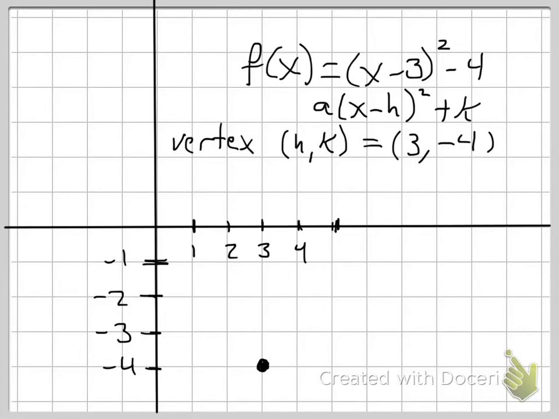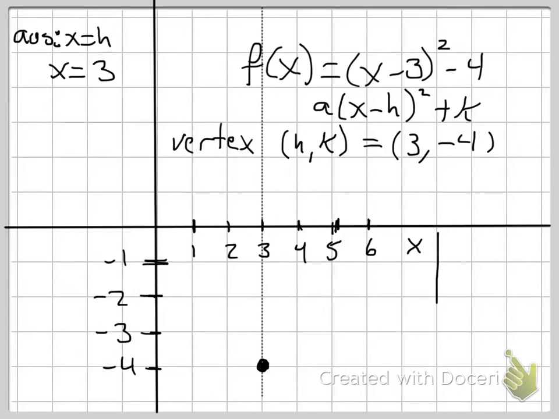And then we'll plot our vertex. And because the a is positive, you don't see it, but it's a 1. The 1 in front of the x minus 3 squared is positive, so it's going to open up. The axis of symmetry is always going to be x equals h. So it's just the x coordinate of the vertex, so x equals 3. And we're going to draw that as a dotted line.